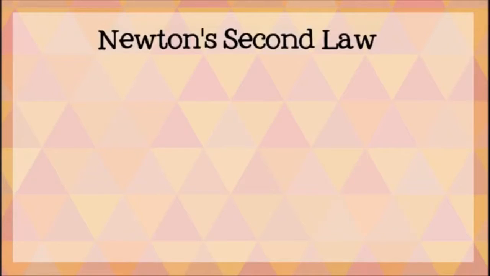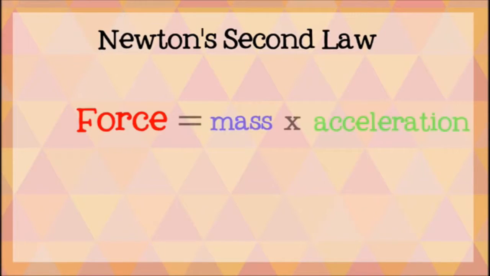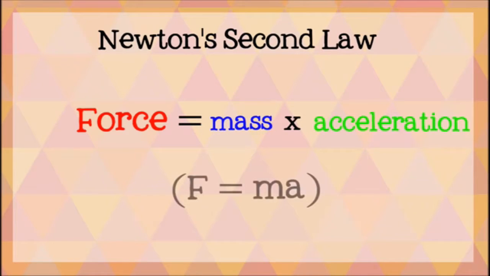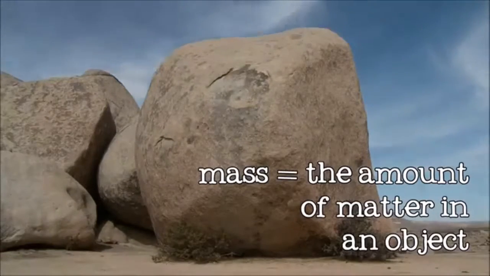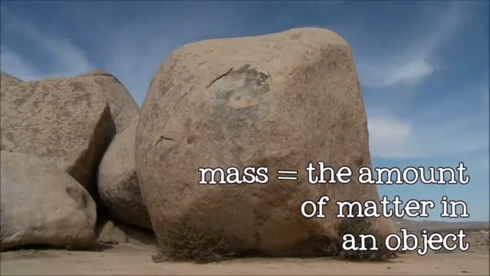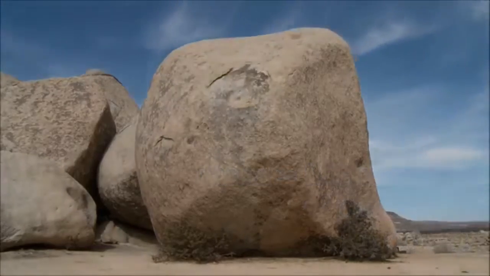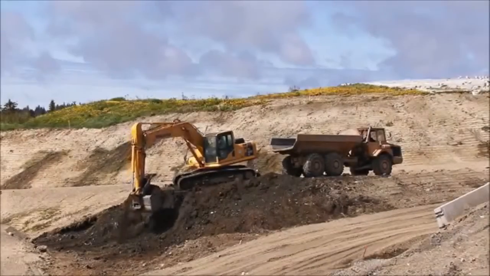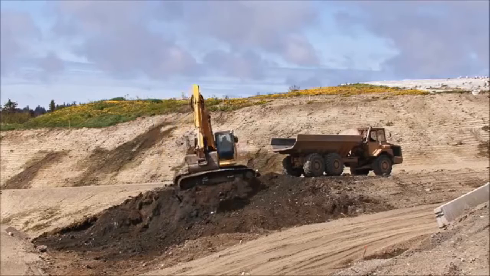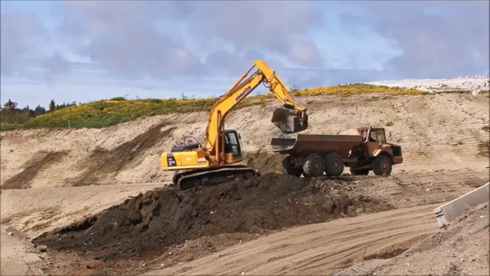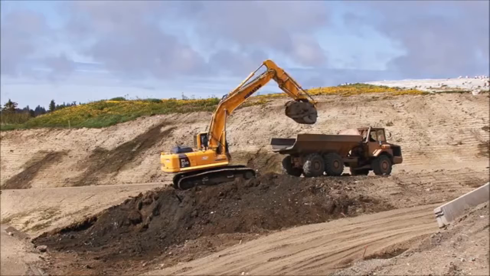Newton's second law says that force is the product of mass times acceleration. Mass is the amount of matter, or stuff, in an object. To make something accelerate or speed up, you have to apply a force. The amount of force it takes to move an object changes depending on how massive it is.